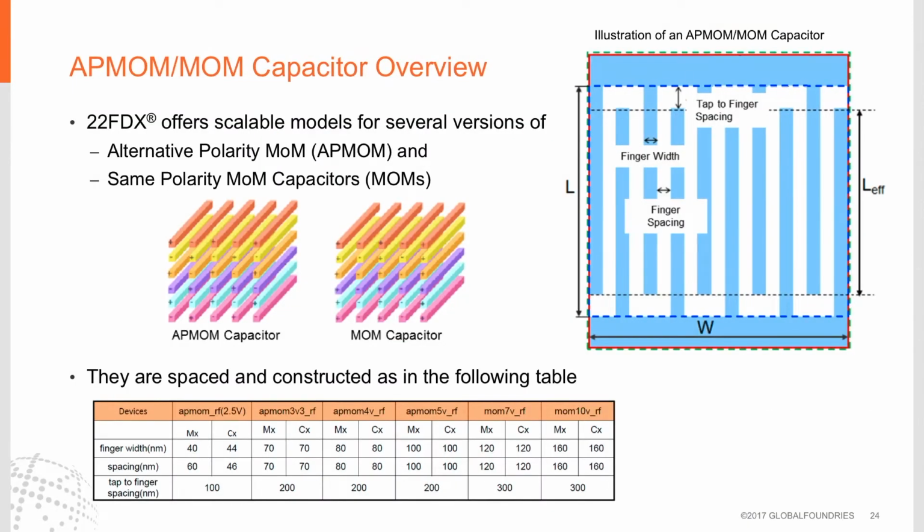22FDX offers scalable models for several versions of AP-MOM caps and MOM caps. Depending upon the voltage required, 2.5, 3.3, on up to 10 volts, the spacing and the width of the various metal layers will change, as you see on the bottom. The spacing will increase as the voltage requirement increases.